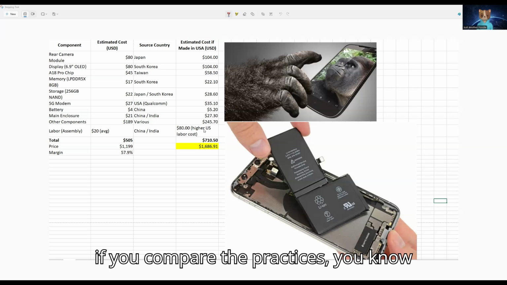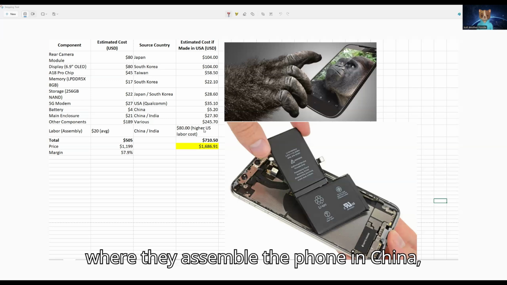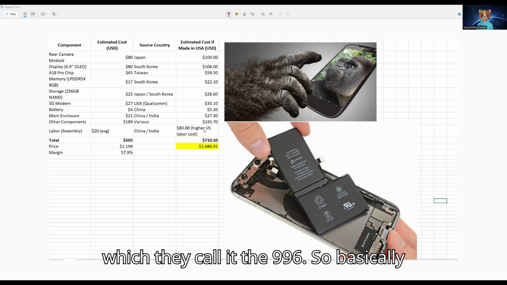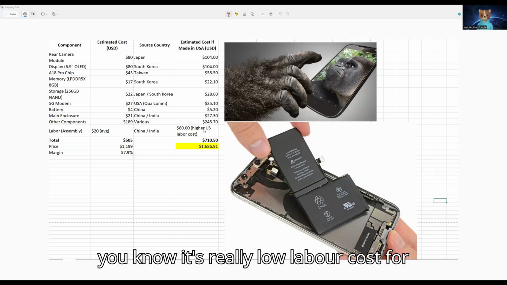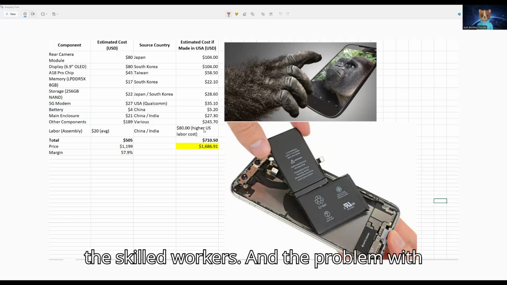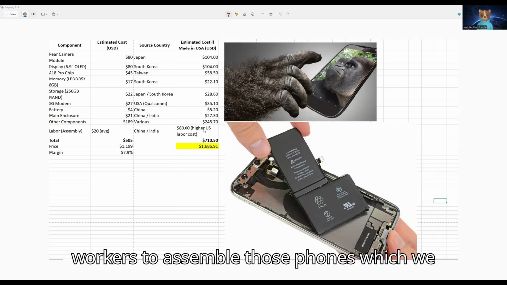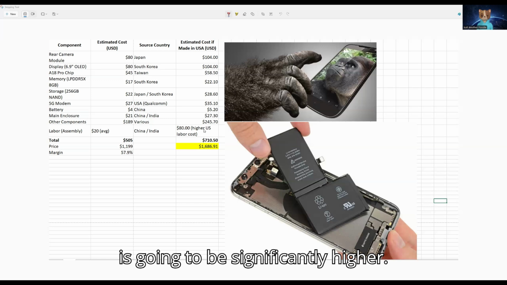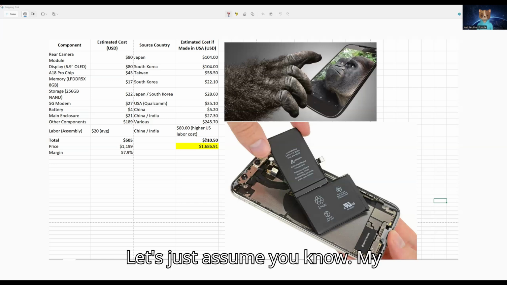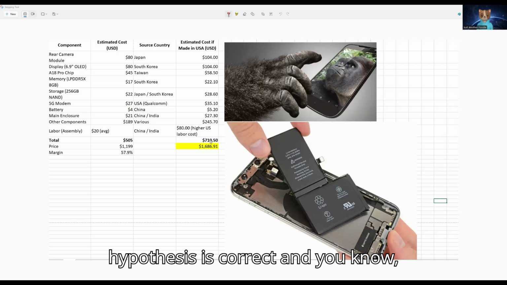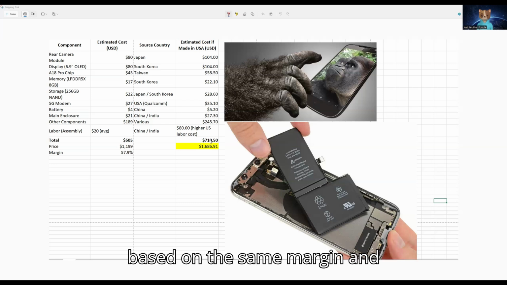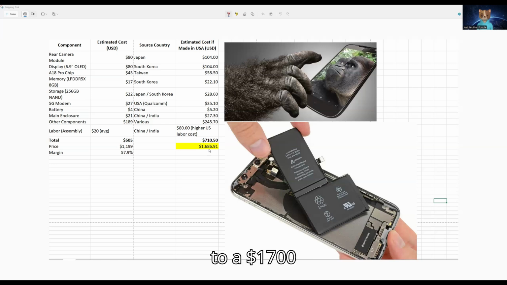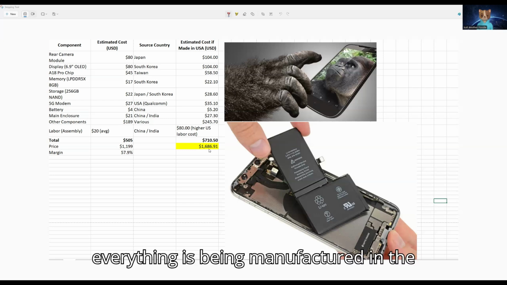But if you compare the practices where they assemble the phone in China, which they call 996, it's really low labor cost for the skilled workers. And the problem for us is not only that we have to train the workers to assemble those phones, which we currently don't have, but also the cost is going to be significantly higher. Let's just assume my hypothesis is correct, and based on the same margin and the cost, we're going to come to a $1,700 iPhone 16 Pro Max if everything is being manufactured in the United States.